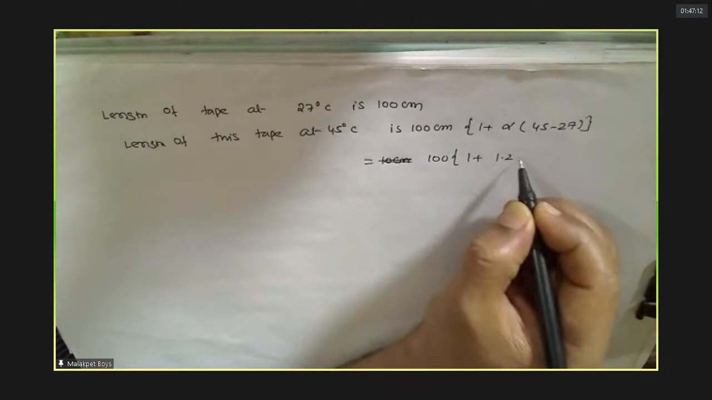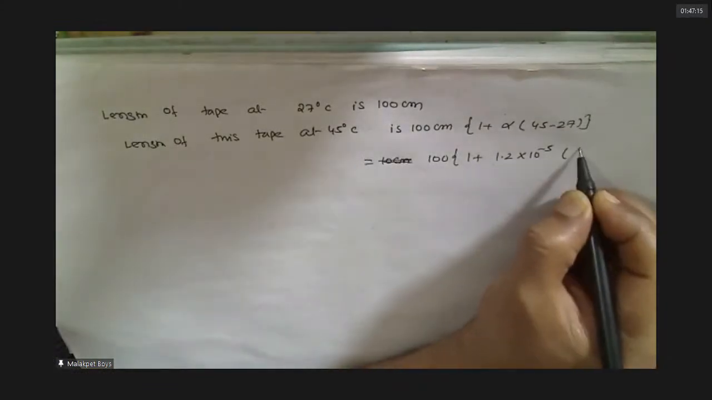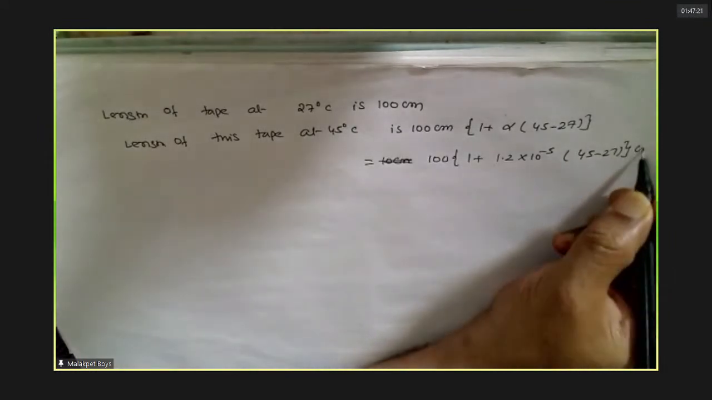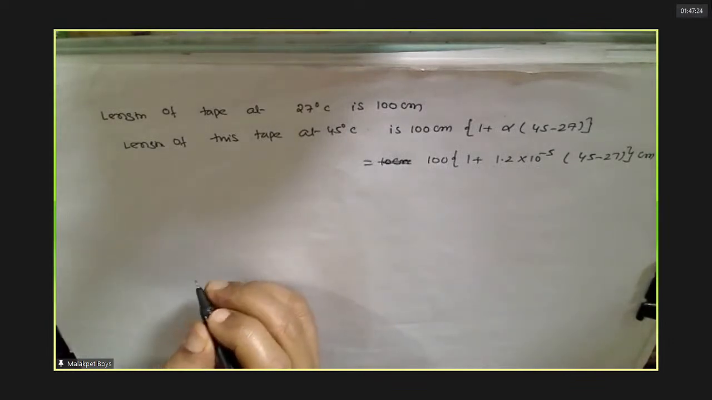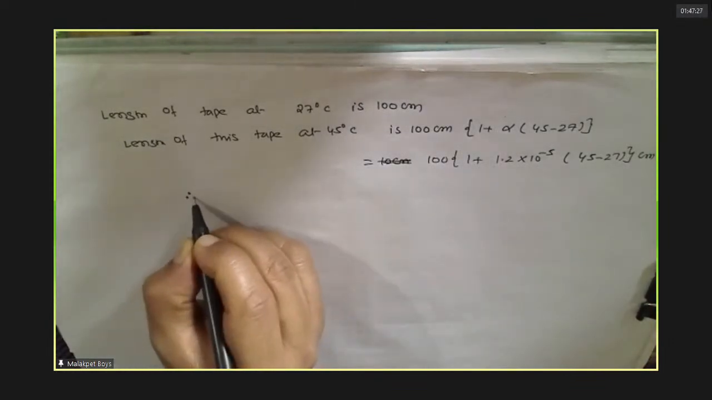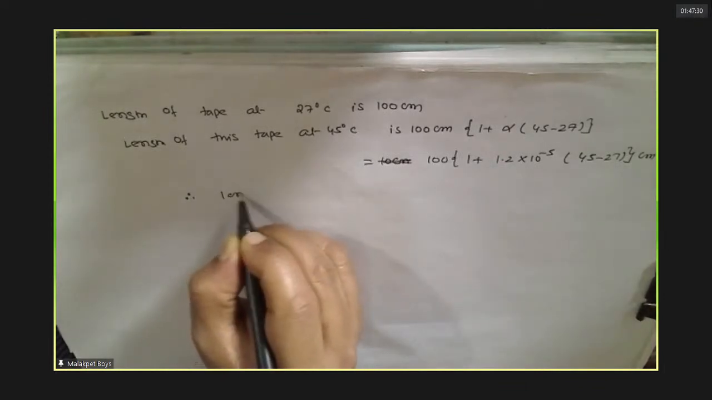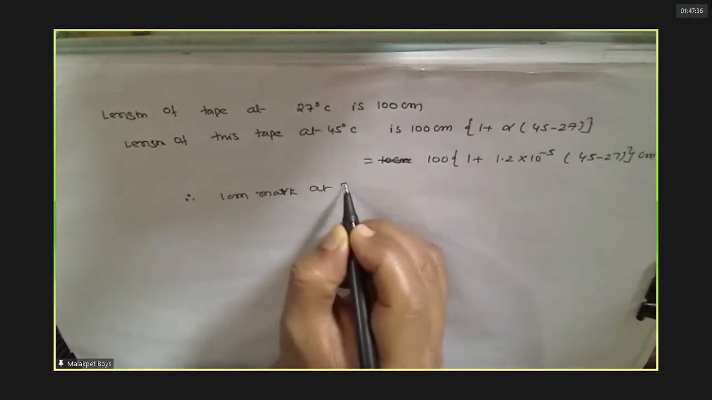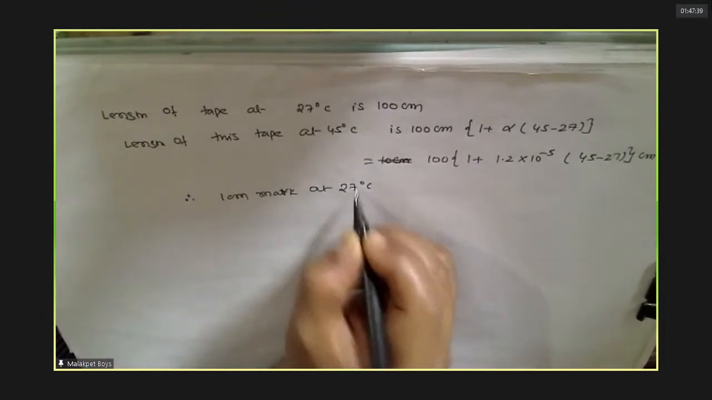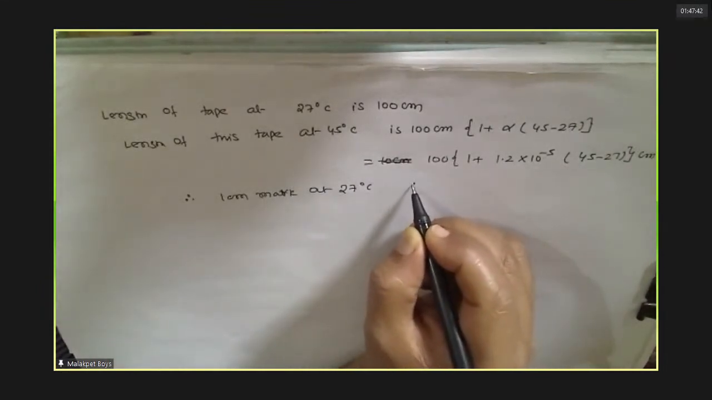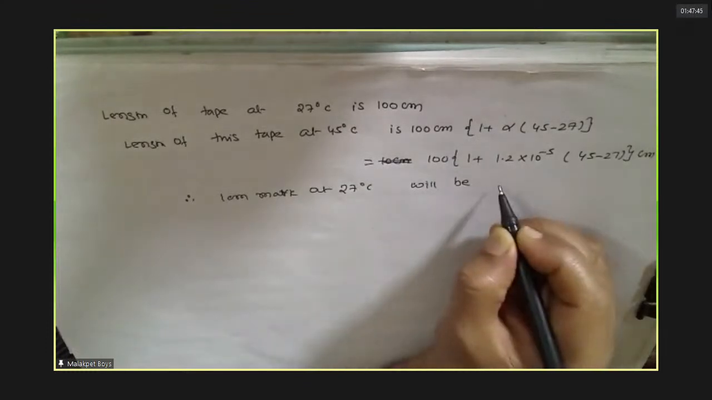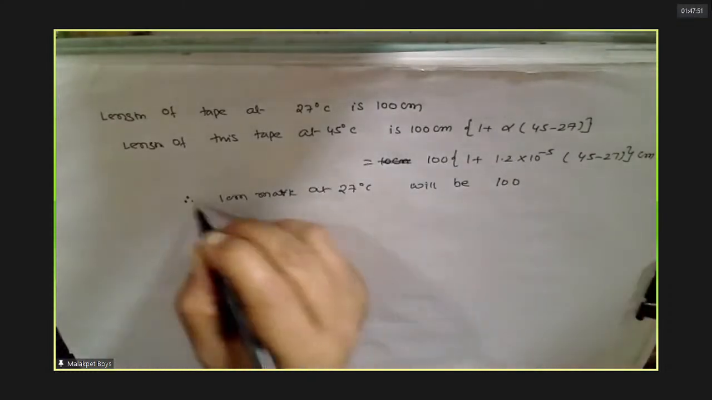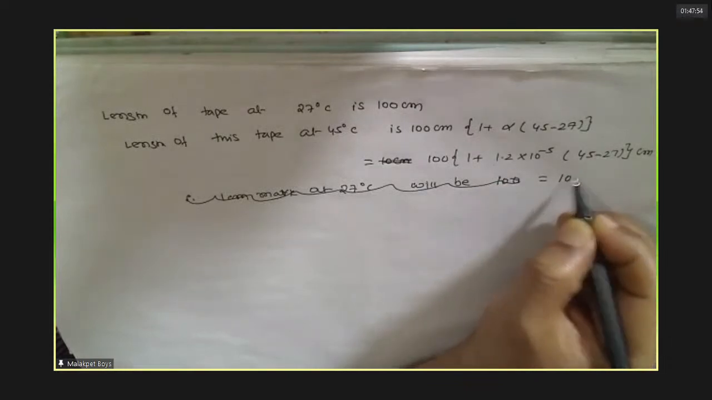Understood till here? Yes, sir. 45 minus 27. Okay, this is at 45. Do you agree with this? Therefore, I can say that, if you simplify this, you will get this.